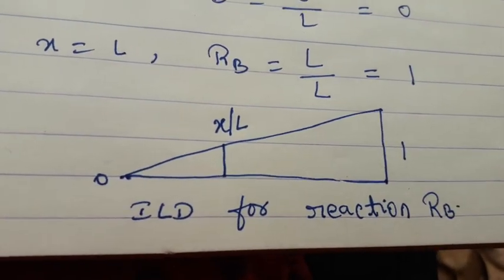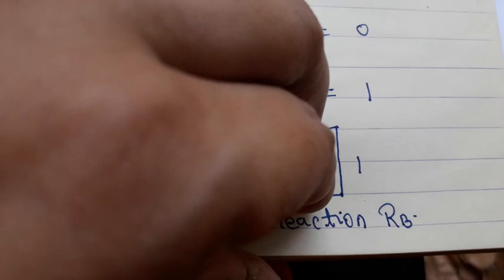So, this is how you have to find out. Based on this, you will be having problems. So, let us take a problem today. Let us take one problem now. Determine the reaction RA by using influence line diagram for a beam loaded as below.